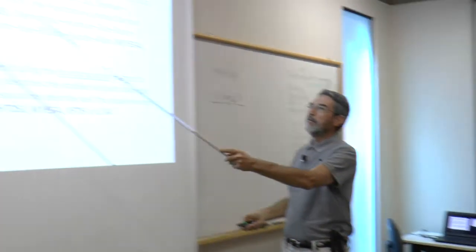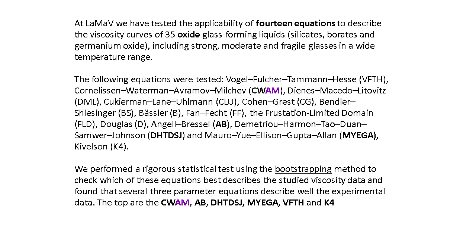Now, here at LaMaV, we have tested 14 equations. I have shown only 5 so far, but there are 14. And I'm not going to discuss all of these equations with you, but the names are here. There are many, many names, and some of these work okay, others do not. We performed a very rigorous statistical method called bootstrapping to check which one fits the data points better for 35 oxide glass-forming liquids. And we found so far that the LaMaV-CeRTEV, the Avramov-Milchev equation, the Adam-Gibbs equation, the Mauro-Vogel-Fulcher, and the Kivelson equation work really well. It's tough to distinguish between these equations in the range where viscosity can be easily measured, from the liquidus to Tg.